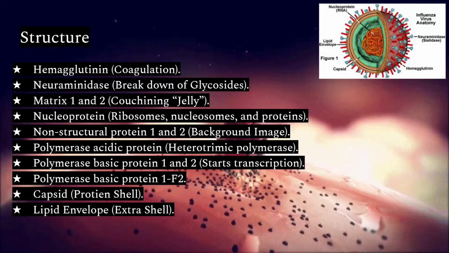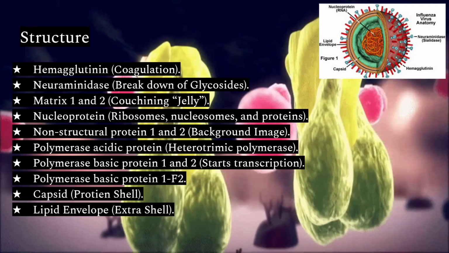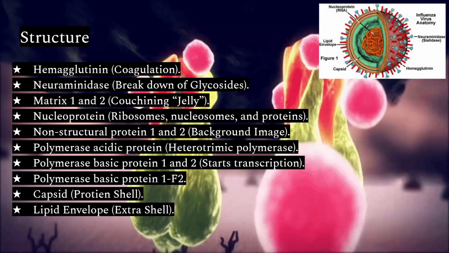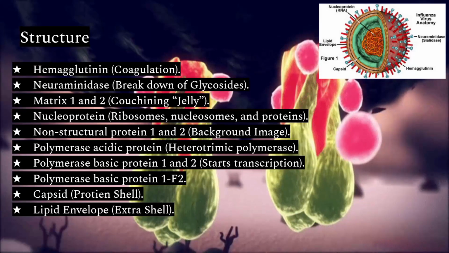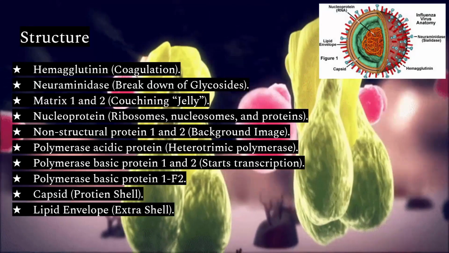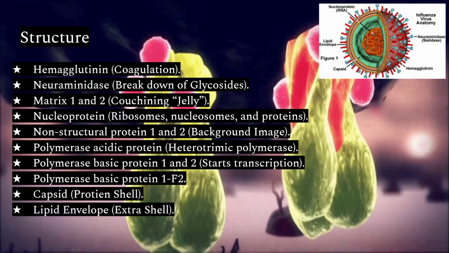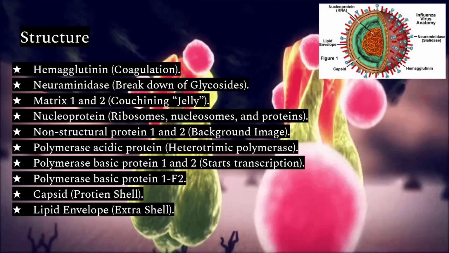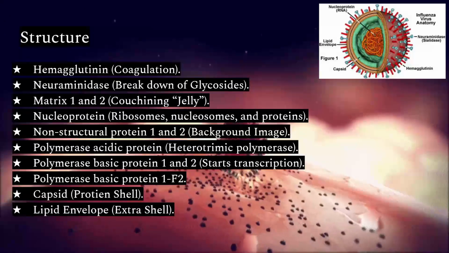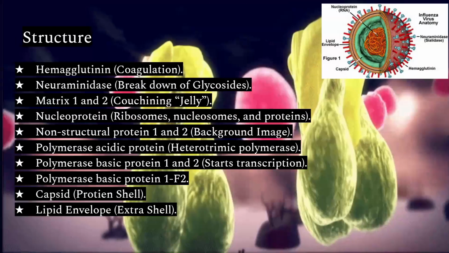Polymerase basic protein 2, which helps start transcription, which allows the cell to start replicating the RNA strand. Polymerase basic protein 1, which again helps with the above. Capsid, which is one layer of the protein shell for protection. Lipid envelope, which is also an extra shell for protection.